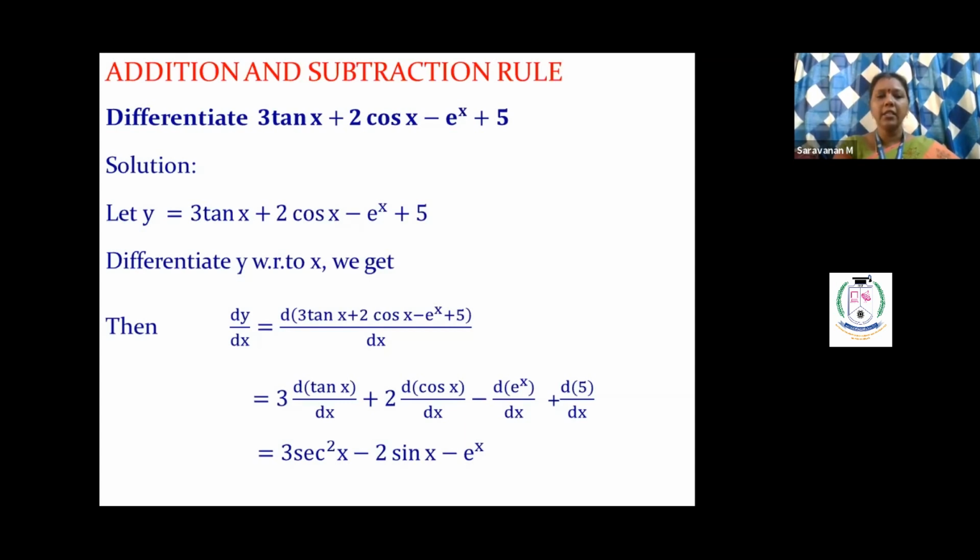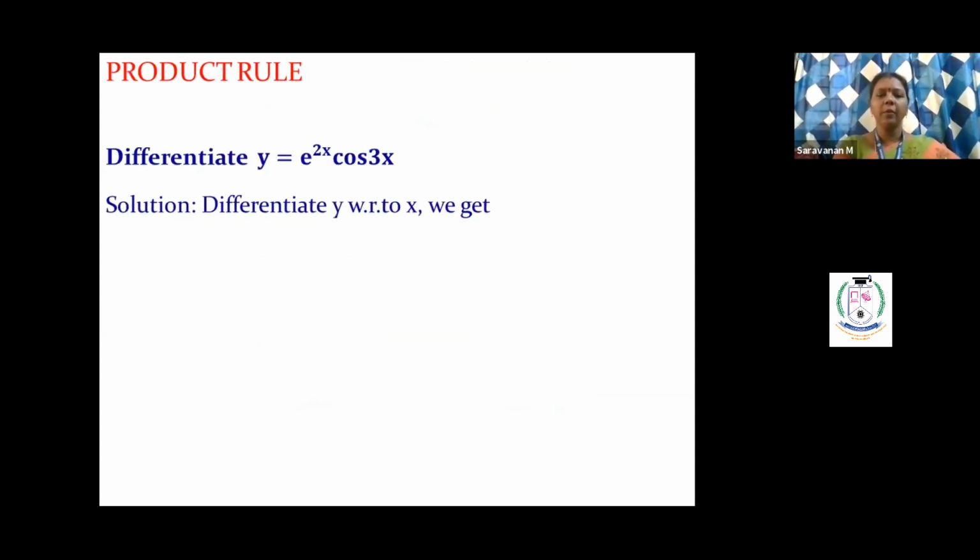So the answer is, the derivative of y equals 3 tan x plus 2 cos x minus e power x plus 5, is equal to 3 secant squared x minus 2 sin x minus e power x. Okay. Next question, for the product rule. Now product rule means we must have functions of x, f of x and g of x. So here I have considered f of x and g of x as e power 2x and cos 3x.